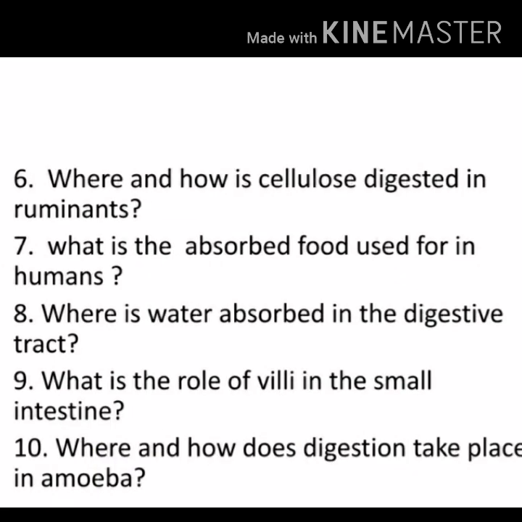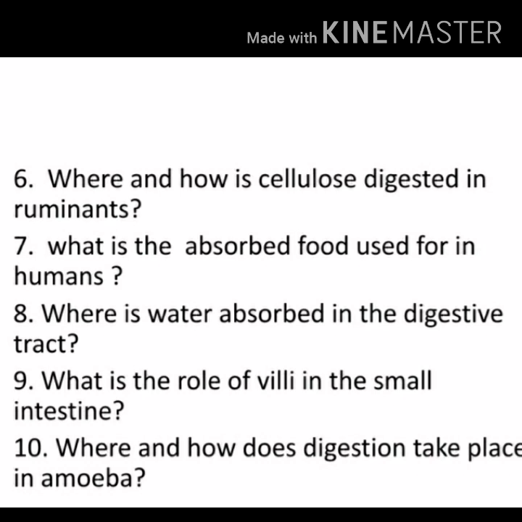Sixth question. Where and how is cellulose digested in ruminants? Cellulose is digested in the cecum present between the small intestine and the large intestine. Where and how? It is digested with the help of bacteria present in the cecum.